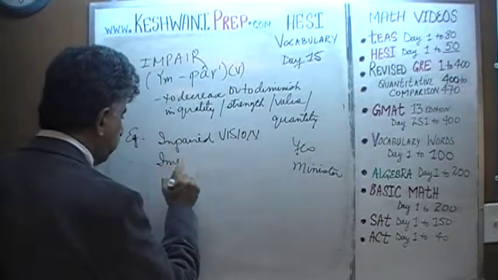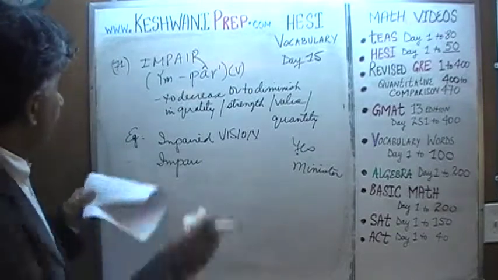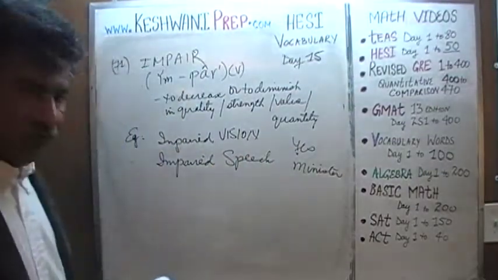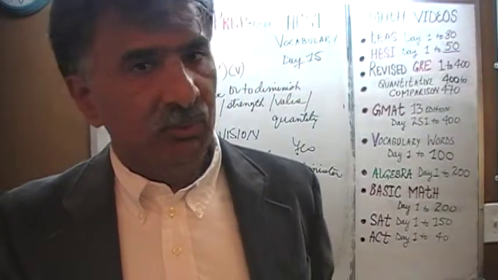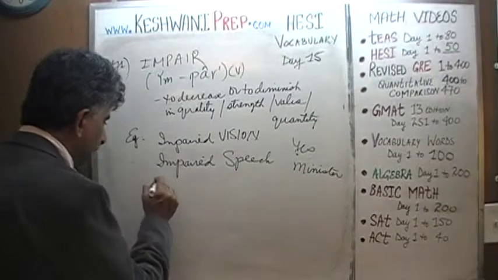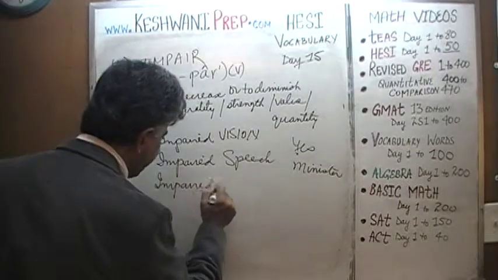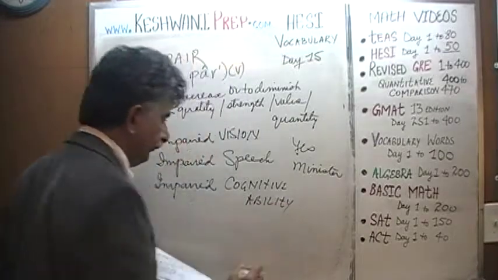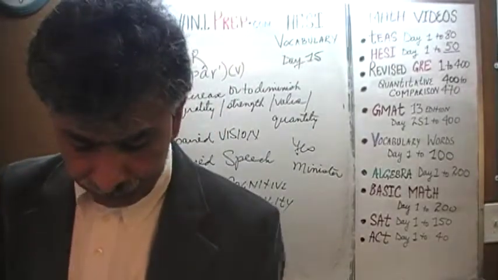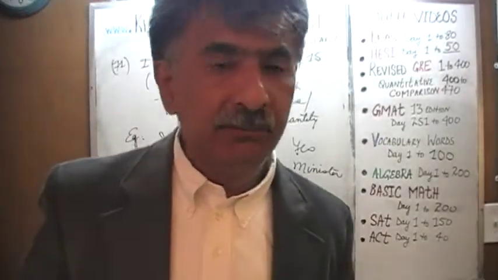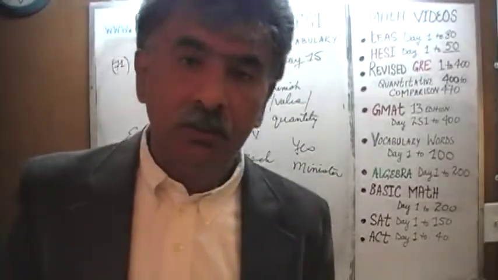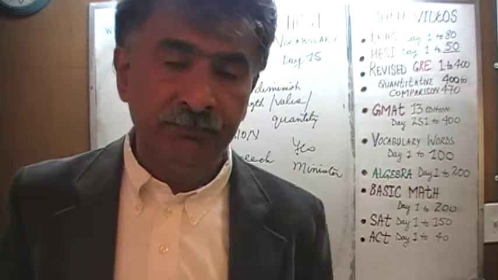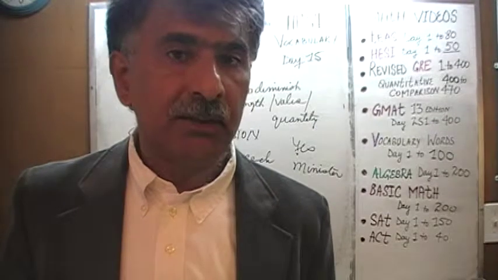One speaks of impaired speech. I should know how to spell impaired. It's right there. If one has impaired speech, one may have to go to a speech therapist. One talks about impaired cognitive ability. Perhaps as a result of some sort of head trauma in an accident, one might have impaired cognitive ability. They have a head injury, they have a concussion, and as a result of that head injury, the patient is said to have impaired cognitive ability.